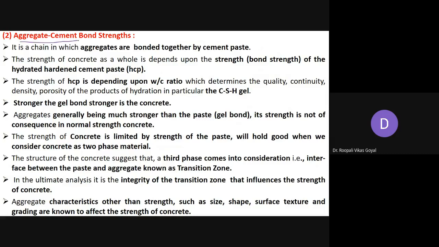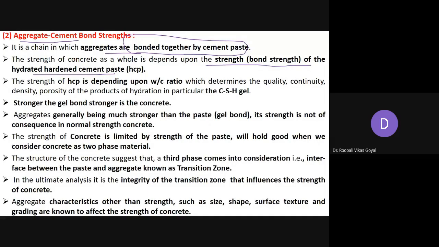Okay, so similarly when cement has the bond with reinforcement, proper bonding has to occur with aggregate also. So basically it is the chain in which aggregates are bonded together by cement paste. So this bonding is very essential, and basically you can say that the strength of concrete as a whole is dependent upon the bond strength of hydrated hardened cement paste.